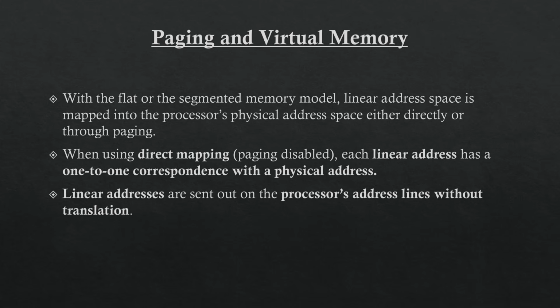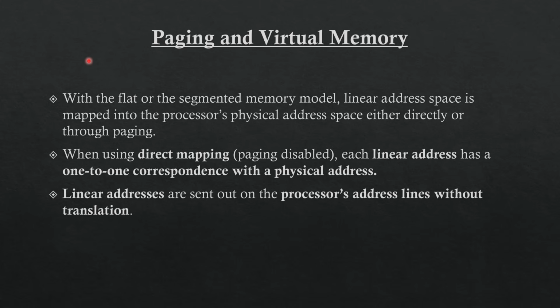So coming to paging and virtual memory. With a flat or segmented memory model, the linear address space is mapped into the processor's physical address space either directly or through paging. So we can map the logical address into the corresponding physical address either directly or through paging. Whenever we use direct mapping, that means we are not using the paging function. Each linear address has a one-to-one correspondence with a physical address, and the linear addresses are sent out to the processor's address lines without any translation.